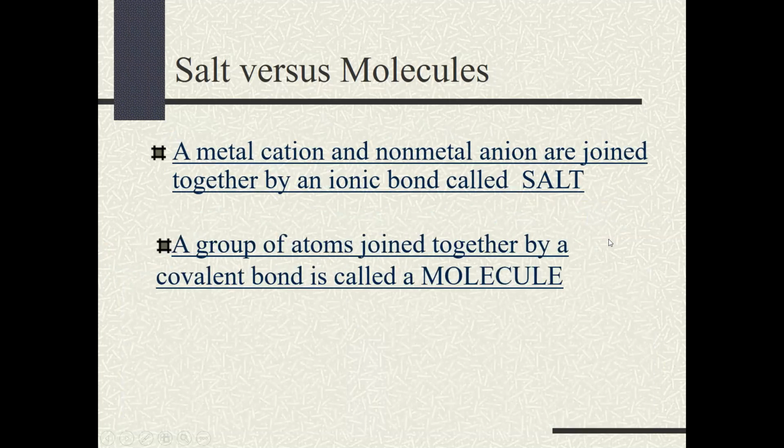So remember, it had to be a metal, which became a cation, positive, when it gave away its electrons, and a non-metal, an anion, negative. Non-metals gained electrons, which made them negative. We call them anions. And they're held together by those different charges once they've shifted the electrons, and they form salts. A group of atoms joined together by a covalent bond is called a molecule.